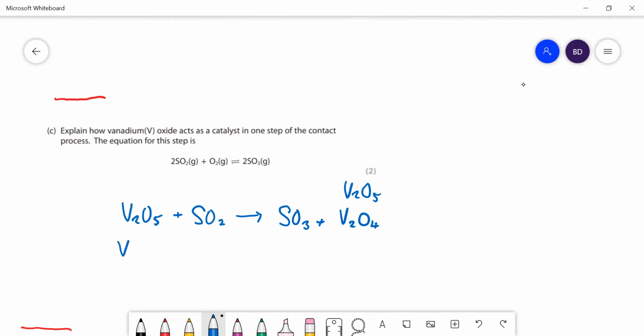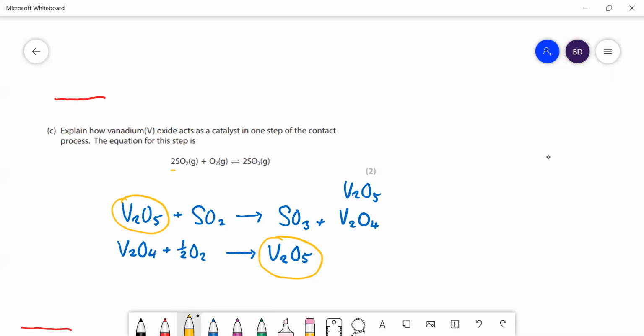Then in the next step of the reaction, the vanadium 4 oxide reacts with oxygen, and that oxidizes it back up to vanadium 5. You can see that the vanadium 5 doesn't actually get used up because it gets regenerated, so it's acting as a catalyst. The overall reaction is just that there.